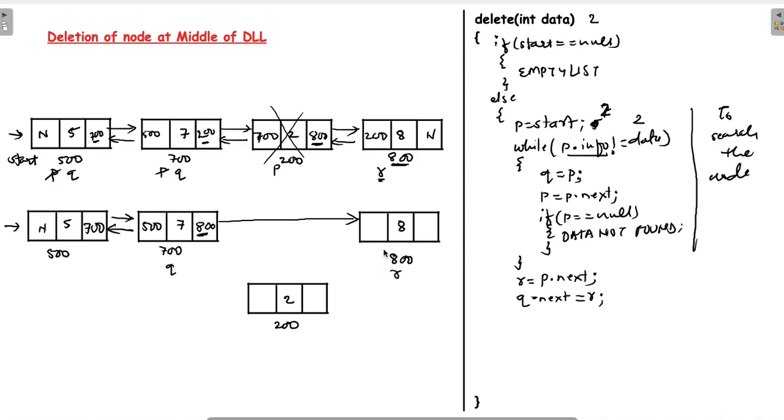Then what you need to do again is r should be connected to q. So to make this connection you need to write r's previous field should be q, that is 700. So you will be writing r's previous equals q, and you need to make these two fields null to break this connection which is pointed by p. So you will be writing p of next is equal to null and p of previous is equal to null. So you just break all the connections with all the nodes, and this is how you delete a node from the middle of the list.